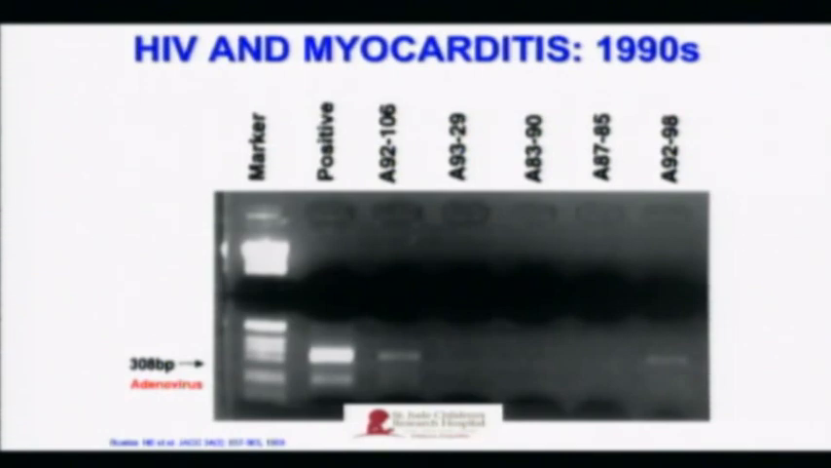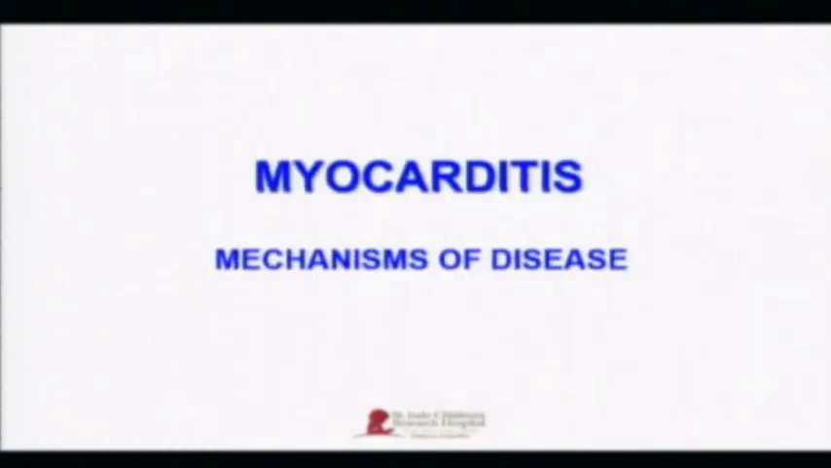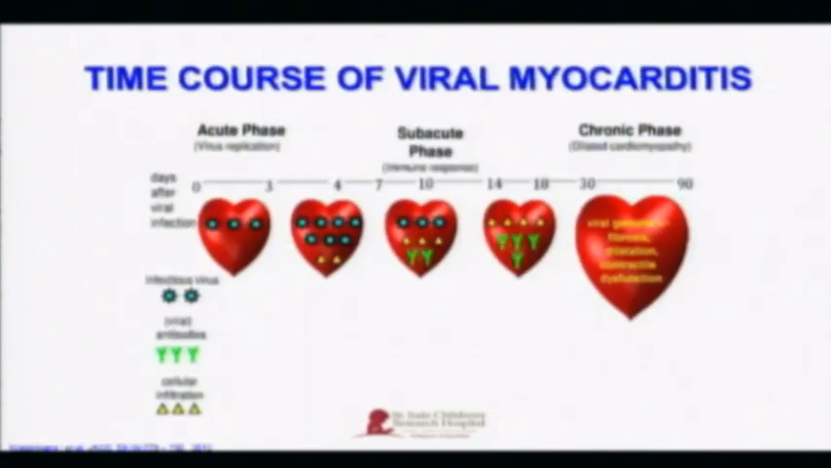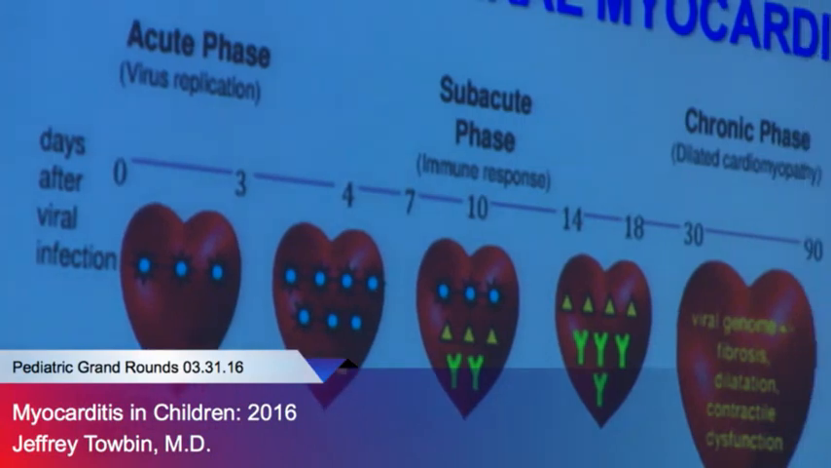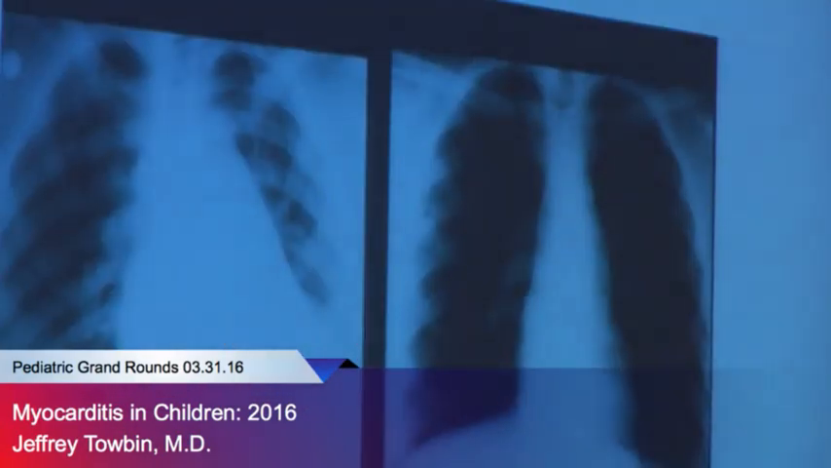And we published that. But nobody ever actually came to a conclusion what the cause is. And now it's hard to study because you don't have the disease much anymore from a heart standpoint. So from a mechanistic standpoint, here's a time course where you get the acute phase where you get infected, you get some viral replication. It goes through a subacute phase where the immune response starts to take hold. You get more and more inflammatory infiltrate. And then a chronic phase where you get a dilated cardiomyopathy that may or may not be reversible.